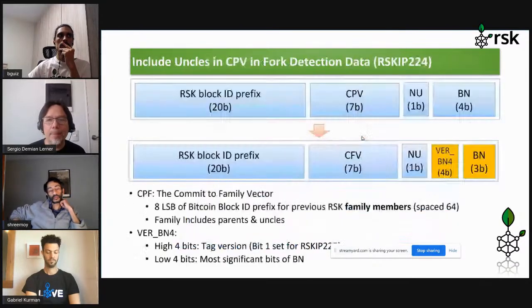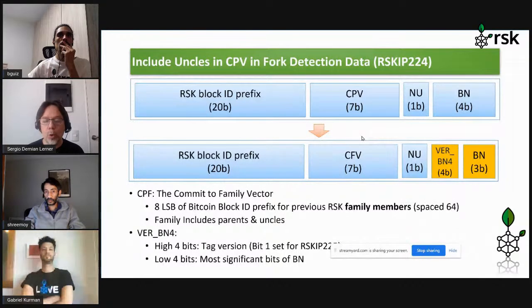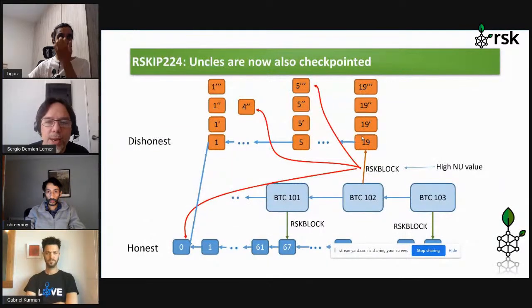And so what RSKIP 224 proposed is a very limited change that does not affect anything else of the platform except this security system, which is basically changing the field commit to parents to commit to, I call it, family members. So instead of these checkpoints going back 64 blocks, it goes back 64 family members, which can be main chain blocks, but can also be uncles. So basically with this change, in the RSK block tag we now have pointers that can point to uncle blocks.